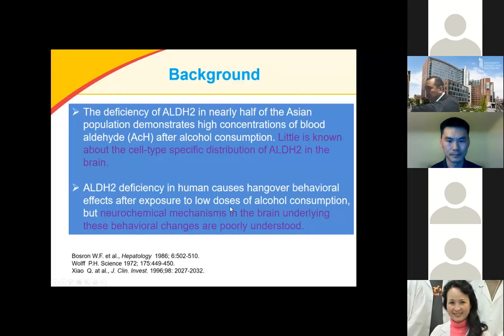And when humans drink alcohol, it has a behavioral effect, even with low dose alcohol consumption. But the neurochemical mechanisms in the brain underlying this behavior change are poorly understood.